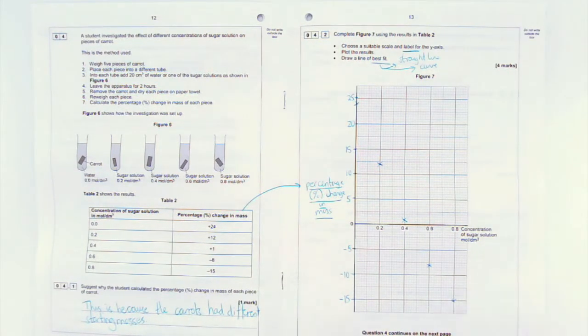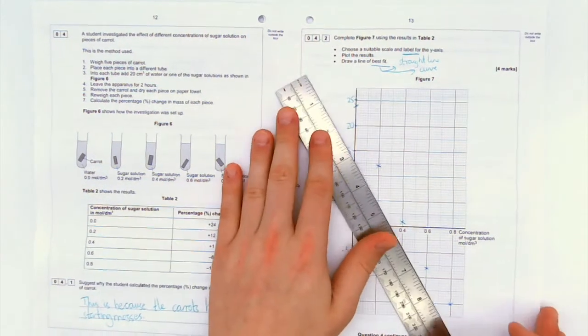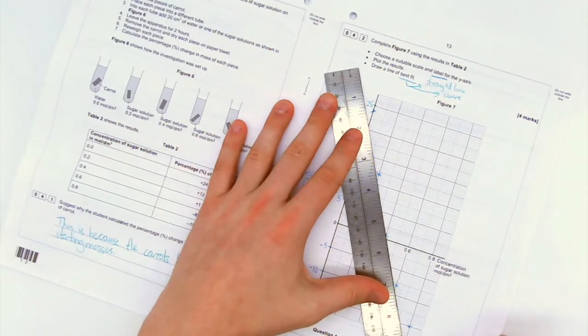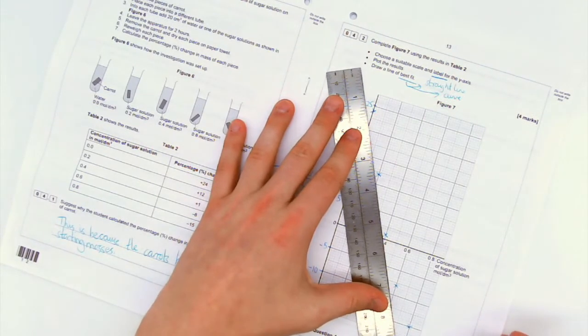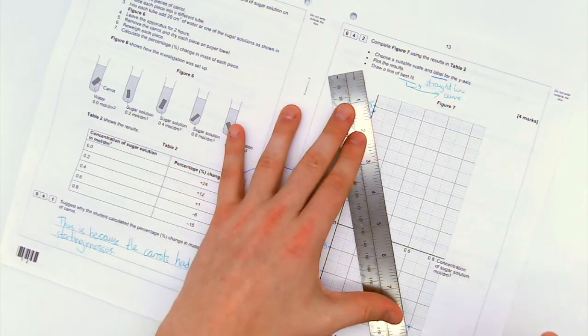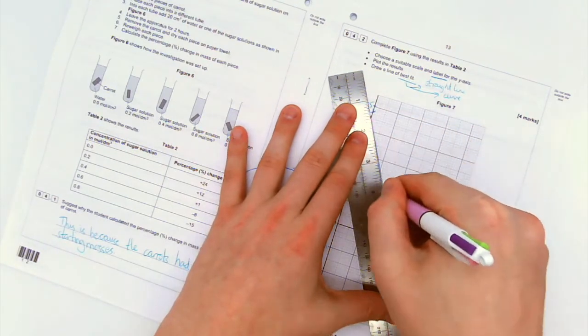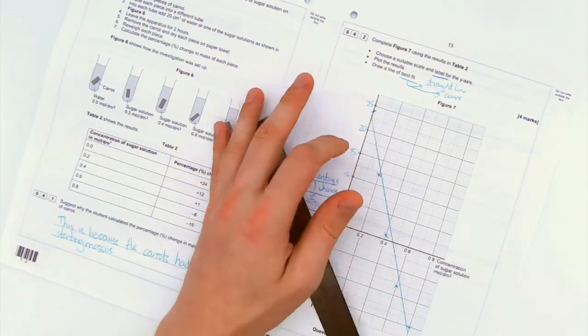Now, this question was actually controversial when it was in the exam, because lots of students complained that they haven't done any practicals with carrots. They have, okay, they've done it with potatoes, and there's a bit on the specification which says that you can use any root vegetable.